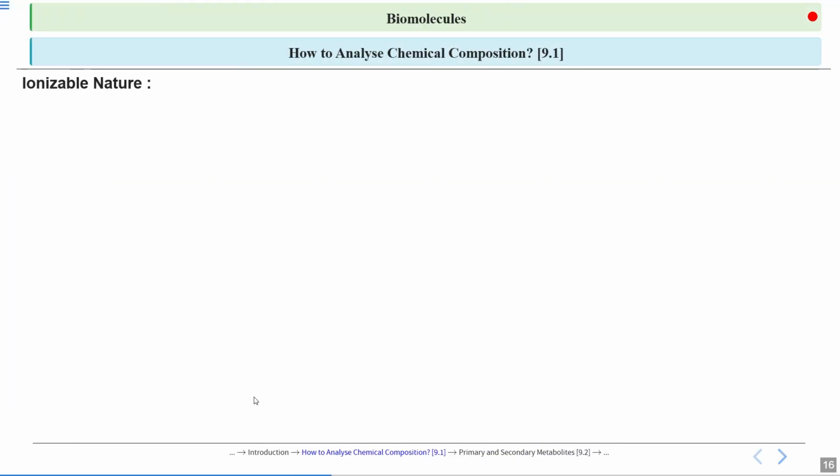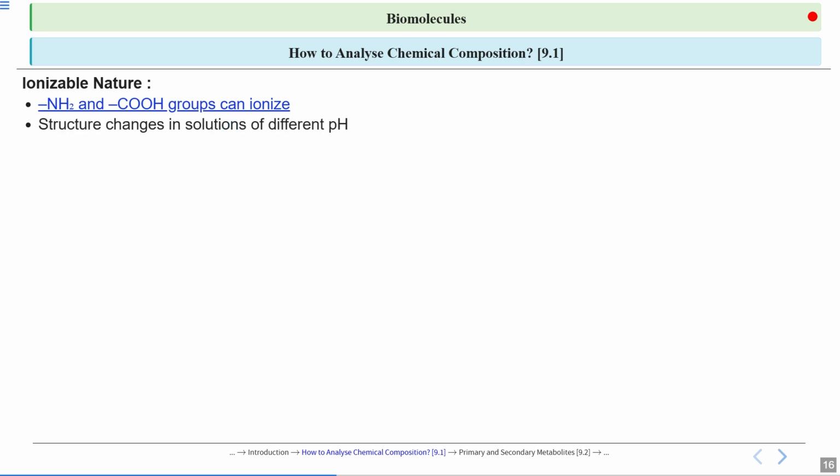Okay, now let's talk about the ionizable nature of these amino acids. This amino acid has two groups, the NH2 group and the COOH group. These groups can ionize. Because of this ionization, there are structural changes in solutions of different pH. When you add these molecules at different pH, there are structural changes.